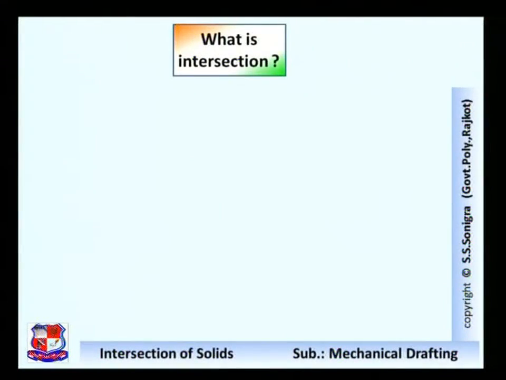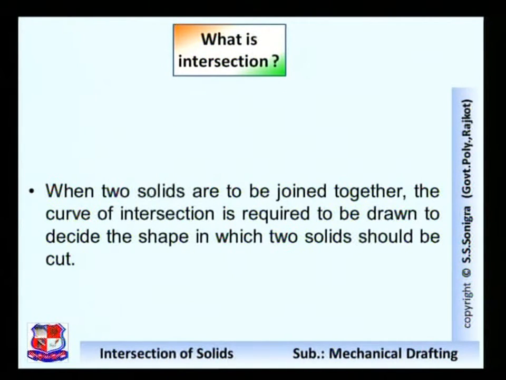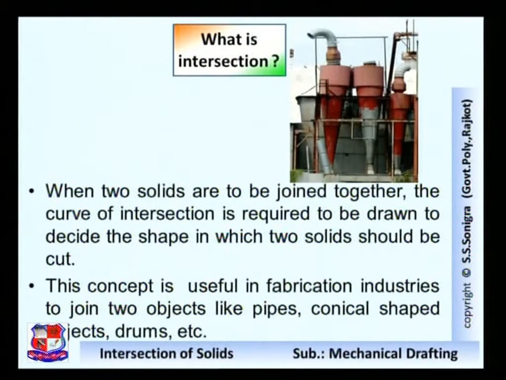Now first, what is intersection? When two solids are to be joined together, the curve of intersection is required to be drawn to decide the shape in which the two solids should be cut. That is called intersection. This concept is widely used in fabrication industries to join two objects like pipes, conical shaped objects, drums, etc. This is one example which includes the application of intersection of solids and development of surfaces.